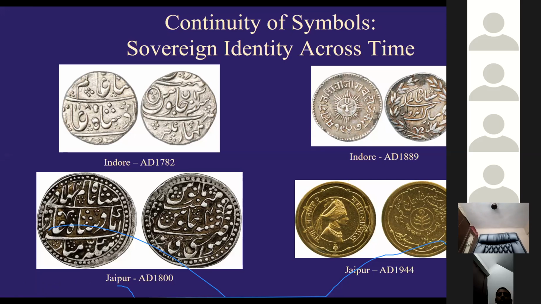The coins of Jaipur are even more interesting. This is a Nazrana rupee that was issued in 1800, and you have this symbol of the jhad on it, the branch of a tree, and you see the same branch appearing as a kind of symbol of Jaipur also in 1944. So over nearly 150 years, the symbols endured as a kind of instrument of sovereign identity. And this is a very interesting feature of representing sovereignty that you see on Indian coins.